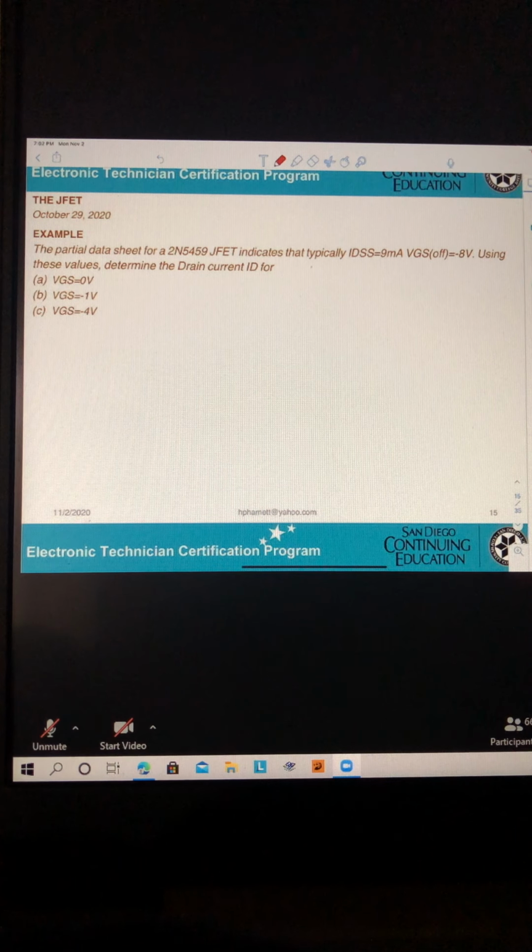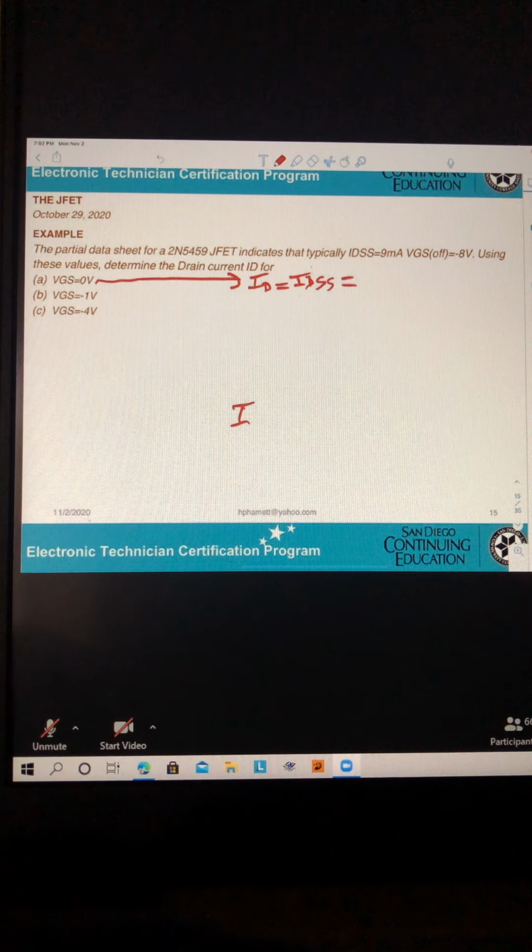Okay, so again, I gave you the formula to calculate ID. The first one is 9 milliamps, VGS equal 0. You got that one, right? Yes, sir, I got 9. Perfect. The thing is, ID equals IDSS. You know why?